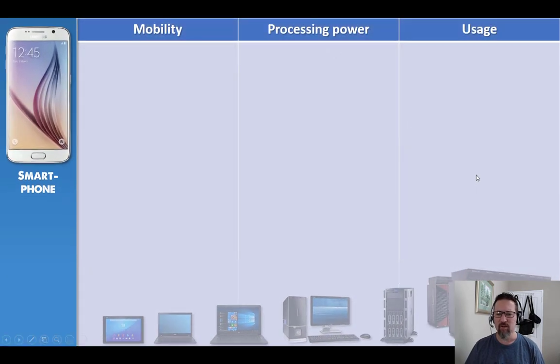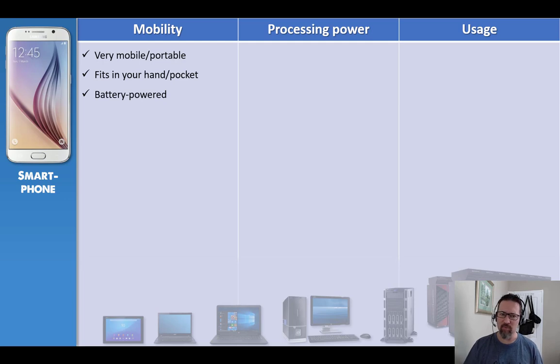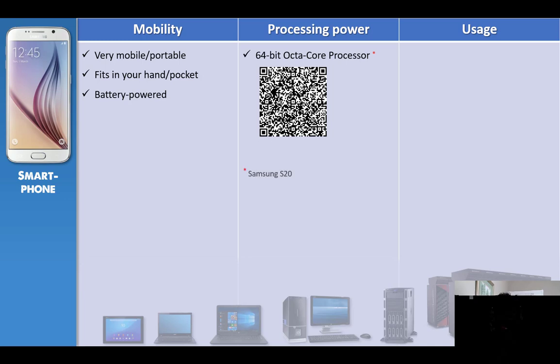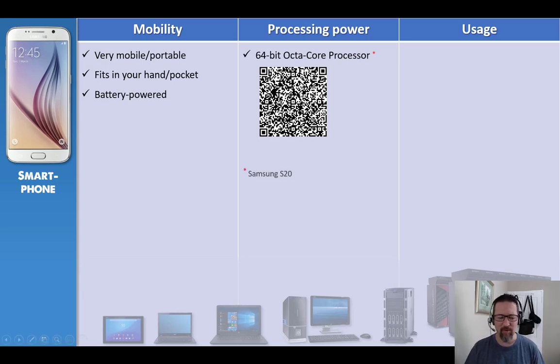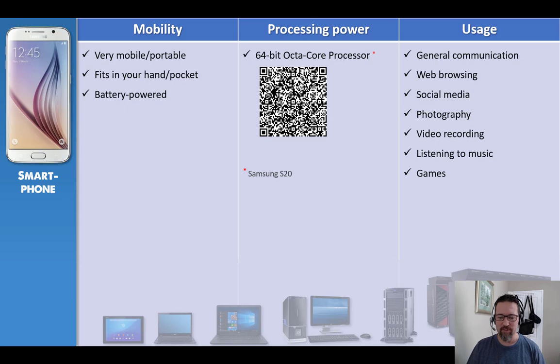Okay, let's start off with a smartphone. In terms of mobility, processing power, and usage. Mobility: it's very portable, it fits in your hand, it's battery powered. That's pretty easy. Processing power: here we have the newer phones, like the Samsung S20, which is still very new, and has a 64-bit octa-core processor. If you scan that QR code, it'll take you to some more information. I think that's pretty powerful. Go find out what an octa-core processor is.